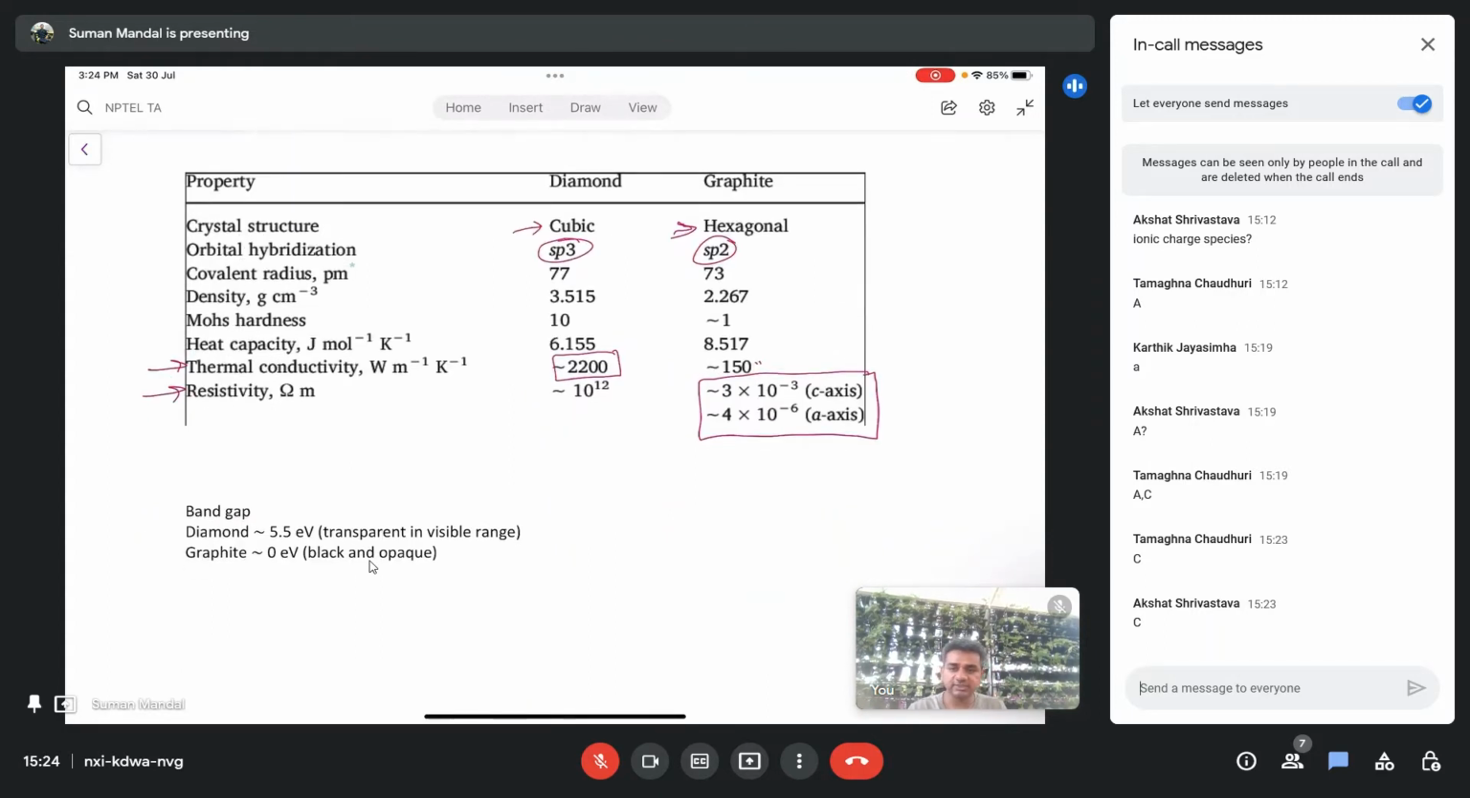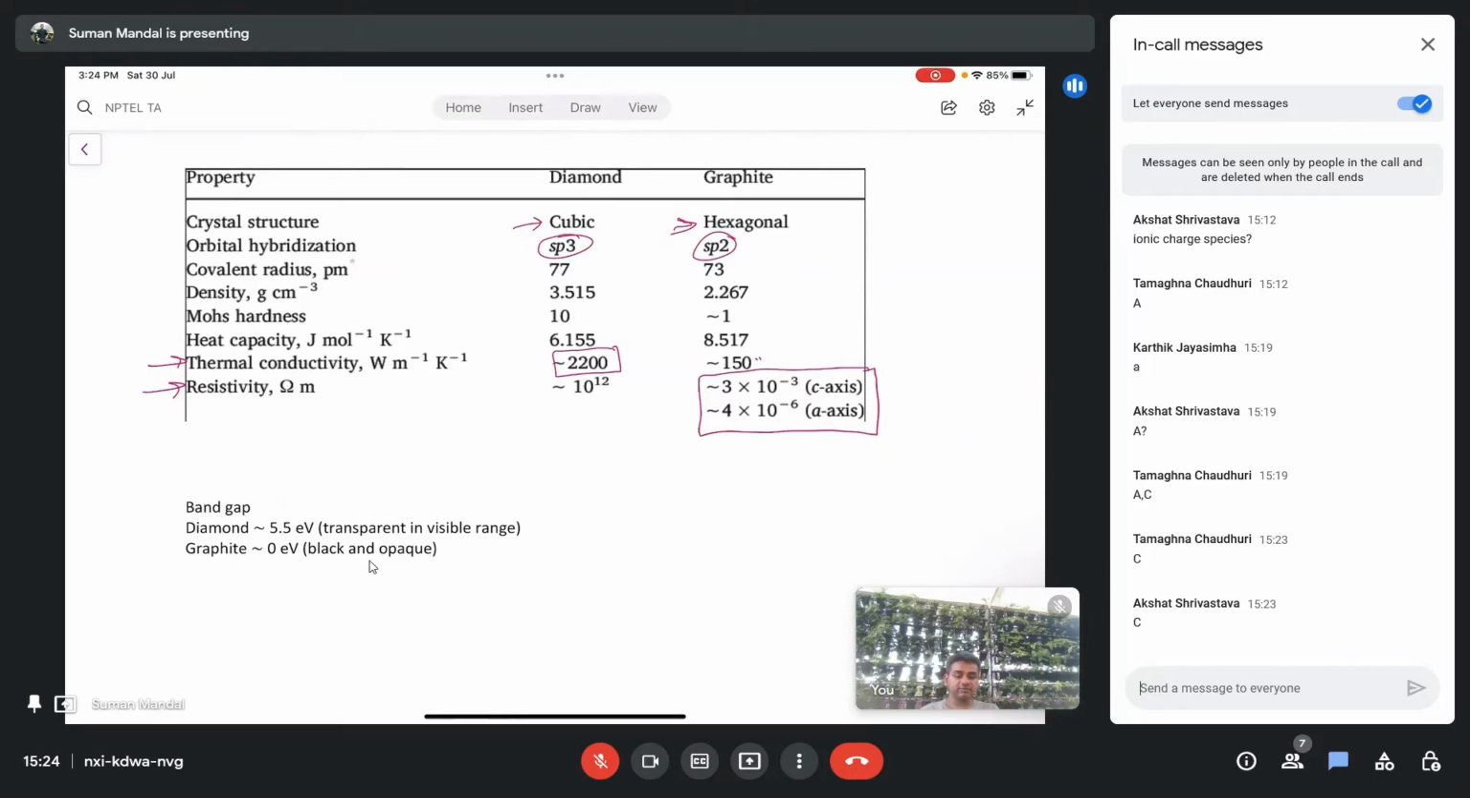In terms of optical properties, we can see that diamond has a very wide band gap. What it means is that most of the visible light will pass through this material. It will not be absorbed, which is why diamond looks shiny and transparent. Whereas graphite is completely black, probably one of the blackest materials, because it has a band gap of 0. Whatever light you pass into the material is absorbed, to make some kind of electronic transitions.